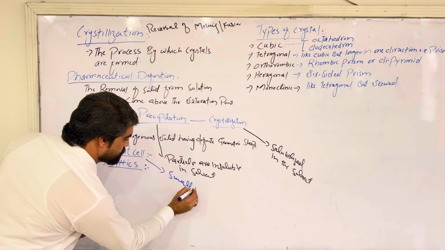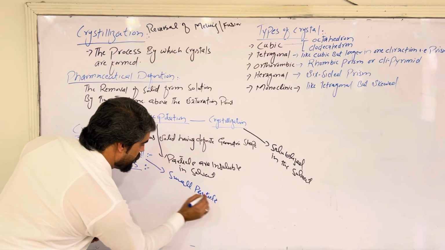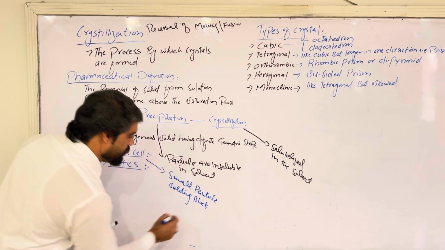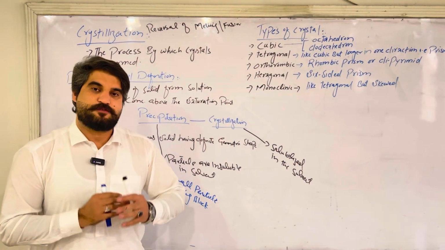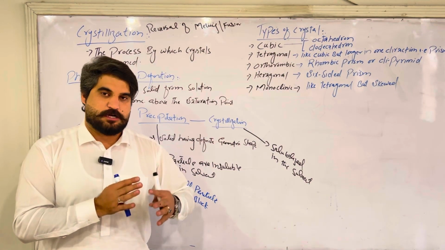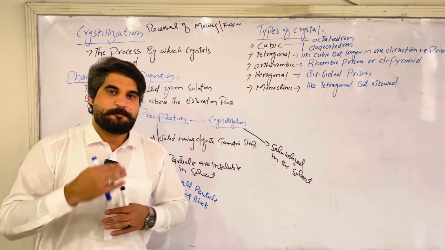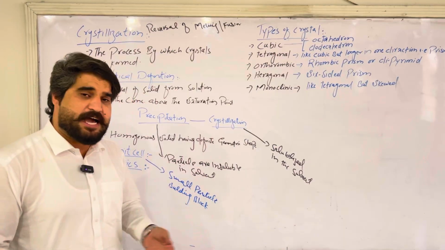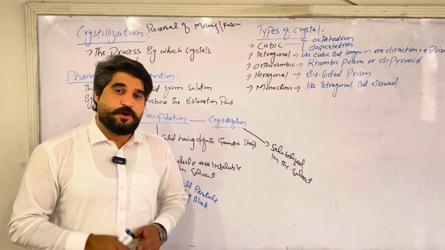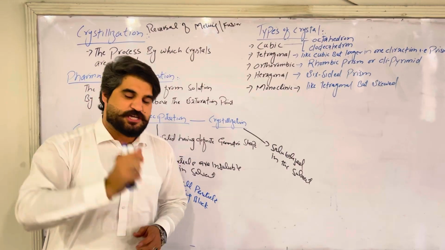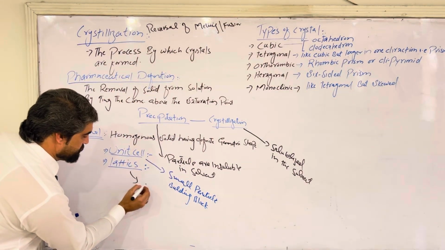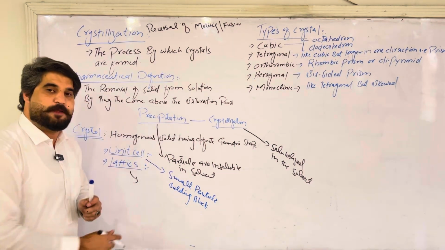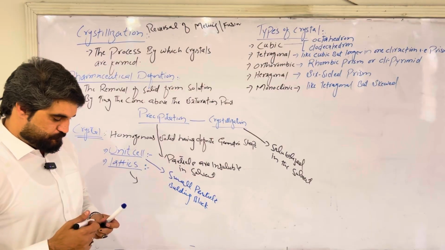Small particles or building blocks. Small particles are building blocks that will arrange themselves in a three-dimensional structure. Now the structure which will be formed after the arrangement of unit cells, or after the arrangement of these small particles, we will call that arrangement or that shape a lattice. After the arrangement, a regular shape will form, and that regular shape will be known as a crystal lattice.